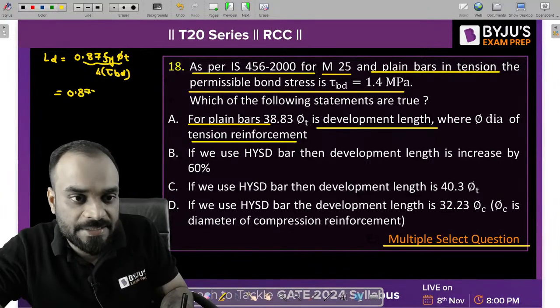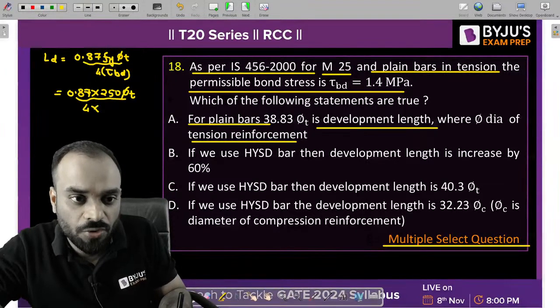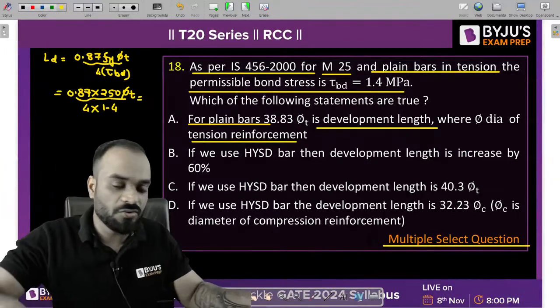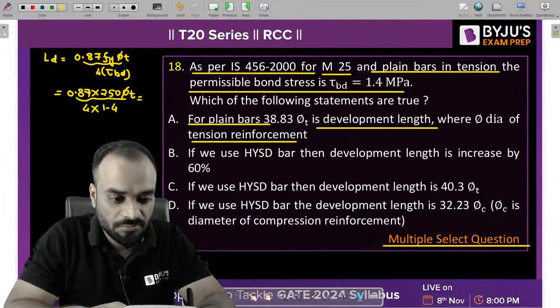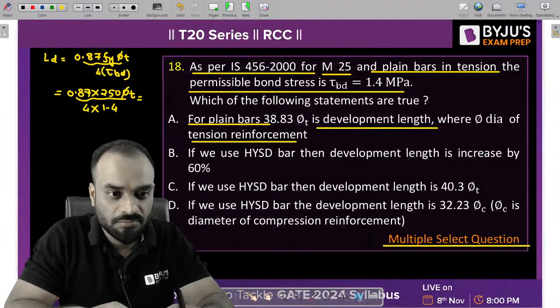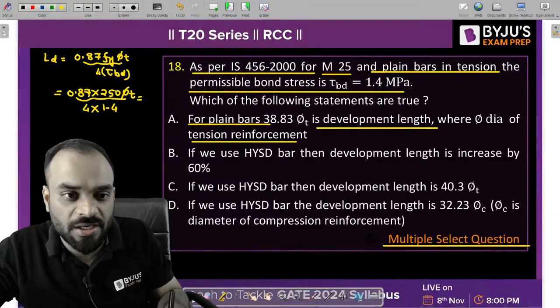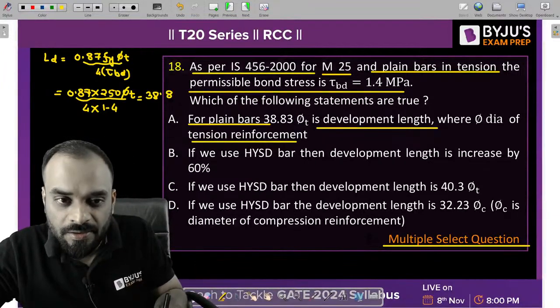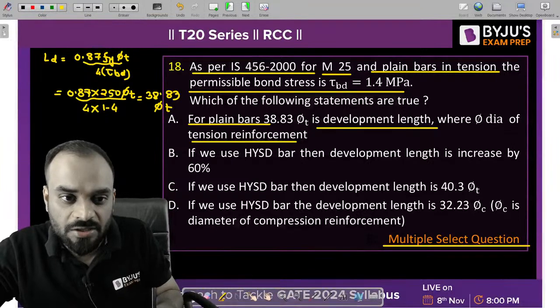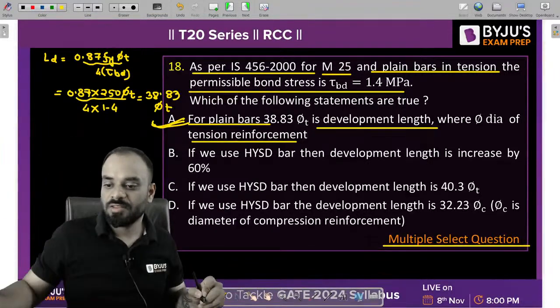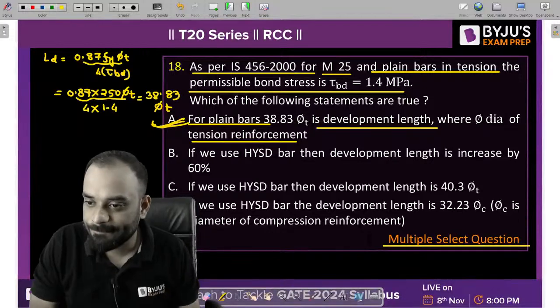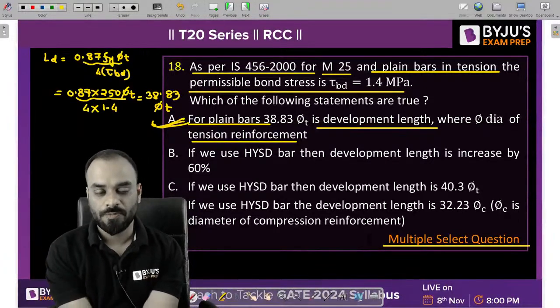So 0.87 fy, we are using plain bar, that means the grade should be 250, multiplied by phi t divided by 4 times tau bd. Tau bd is equal to how much? 1.4. Now let's calculate this value. So this value is coming around 38.83 phi t, right? So the first statement is true. Yes or no? First statement is true.